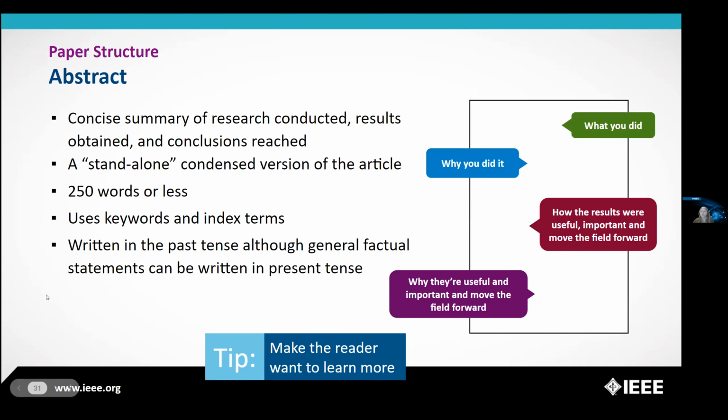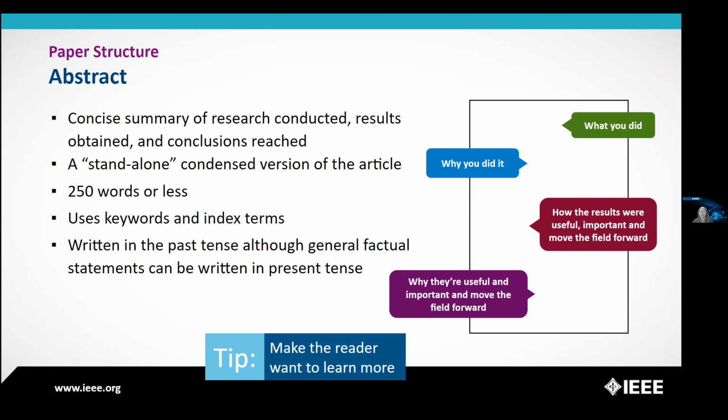Now, the abstract should summarize your research, your results, and your conclusions in 250 words or less. So I suggest just starting by writing the abstract without thinking about the length. Just write it and then edit it down to the 250 words. The abstract should be self-contained, so there shouldn't be any references, equations, or abbreviations in it.